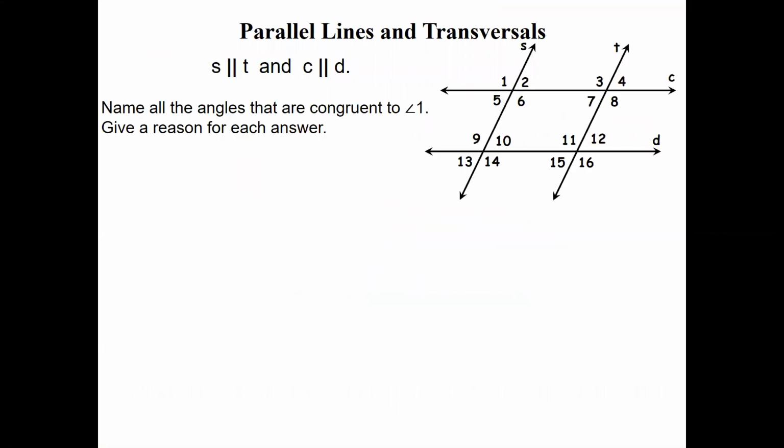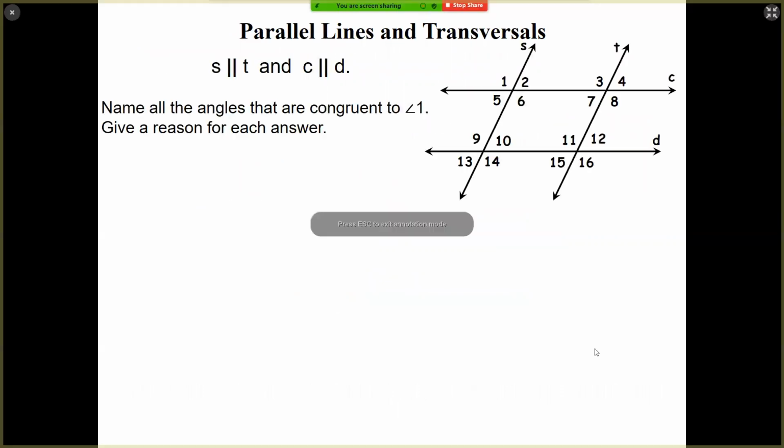So here we're told that line S is parallel to line T and line C is parallel to line D. So we have 2 pairs of parallel lines, and we want to know all the angles congruent to angle 1. So angle 1 is congruent to angle 6, first of all. There are lots of orders you could go in here. I know it's congruent to angle 6 because they're vertical angles.